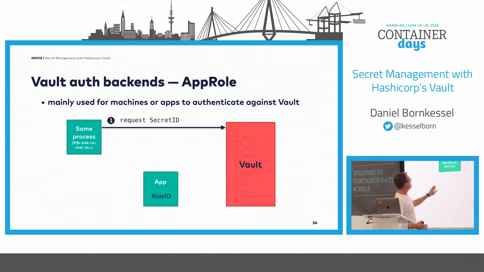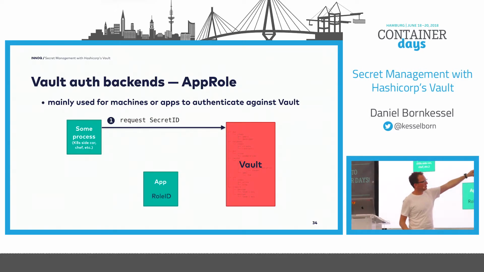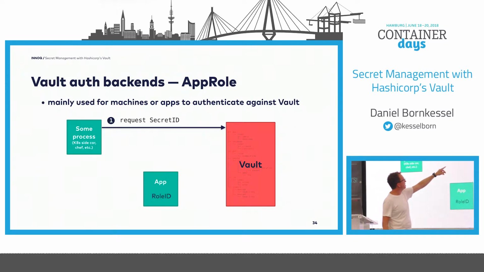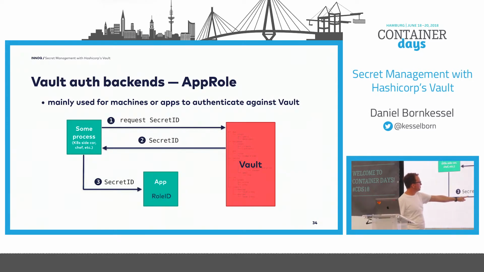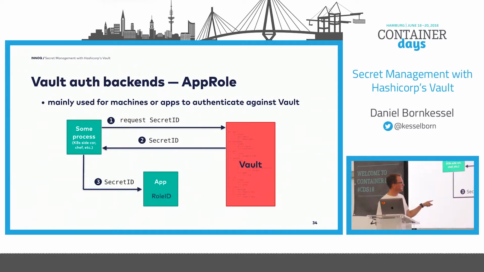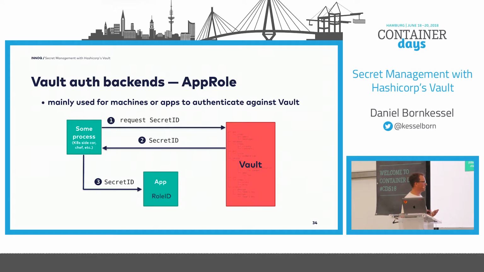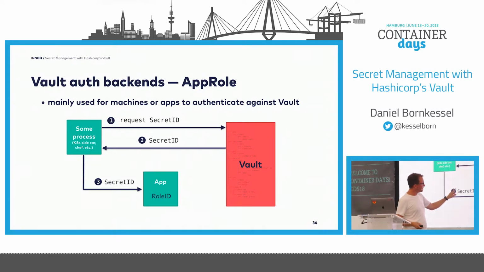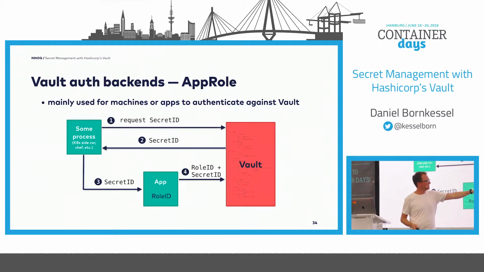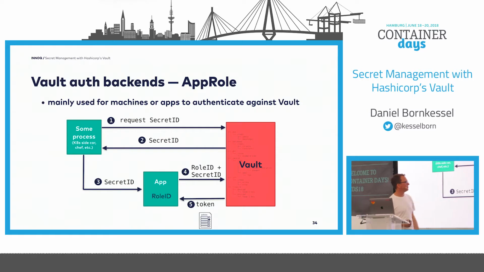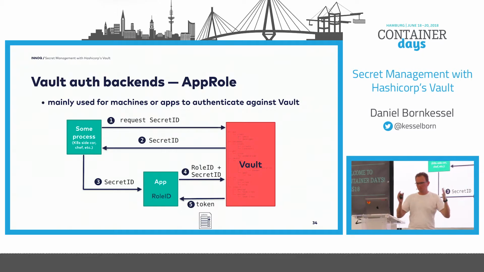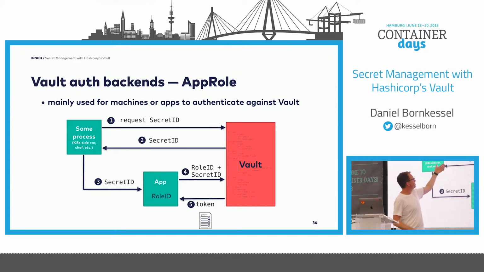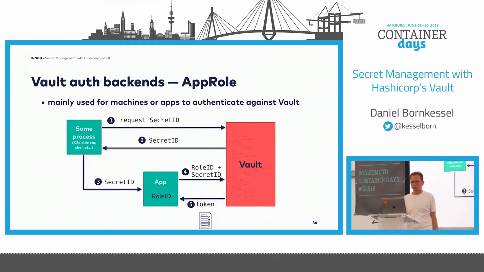So if we do a deployment now, your orchestrator requests the secret ID from Vault. It has to have the rights for that. I left the authentication for this process out here. It gets the secret ID, and then during deployment, injects the secret ID to the app via environment variables or file or something. The app then takes the role ID and the secret ID to authenticate against Vault, and in return gets a token and can then speak to Vault. The secret ID is only valid once. So once you use it once, the secret ID is not valid anymore, and somebody who has the rights to do so has to create a new secret ID.